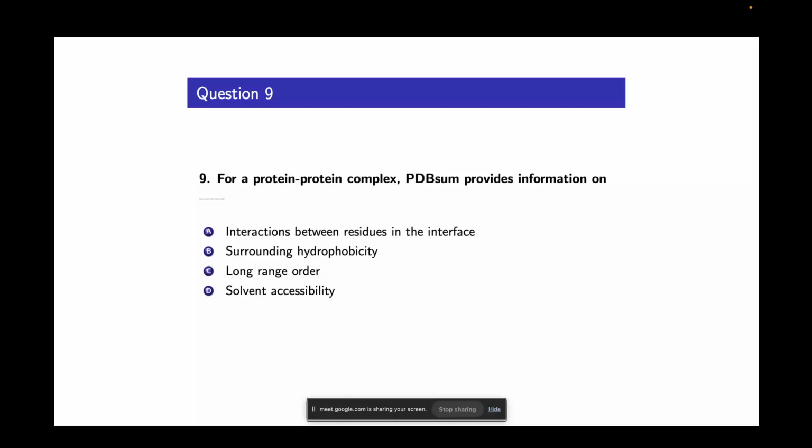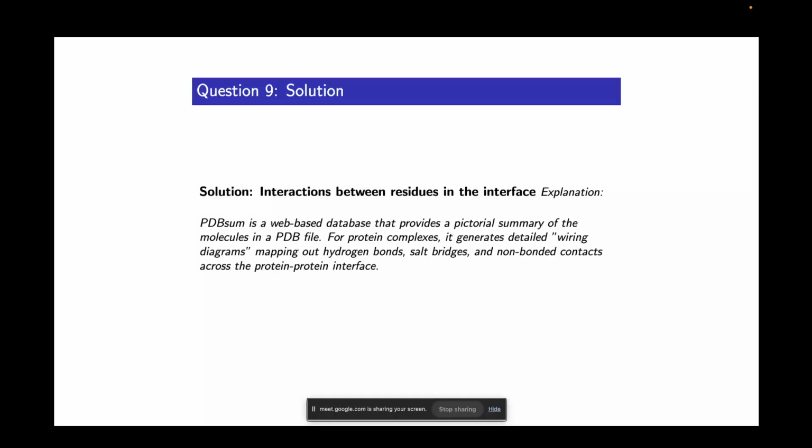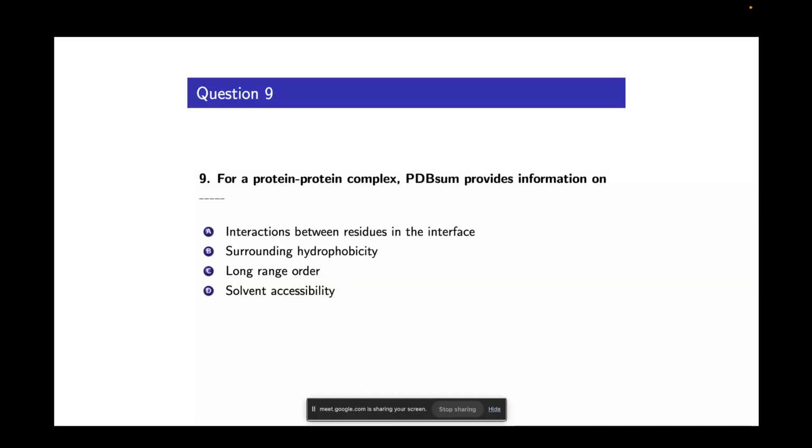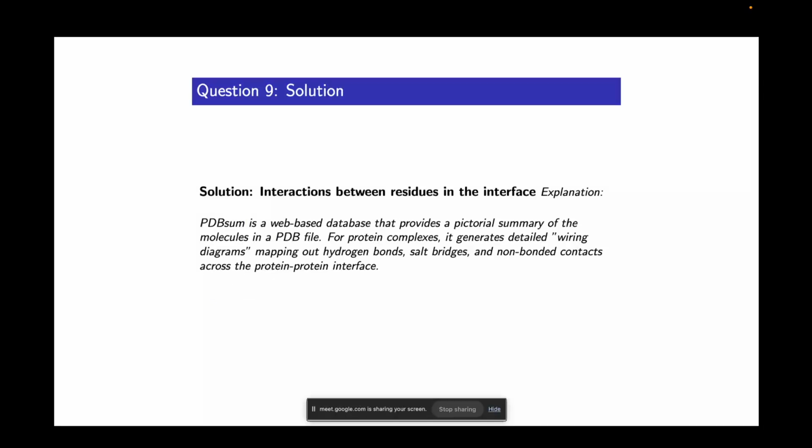Yeah. So this is the database PDBsum. It tells you interactions between residues and their interfaces. It gives you a visual representation as well, I think.